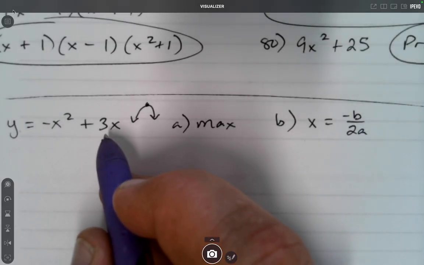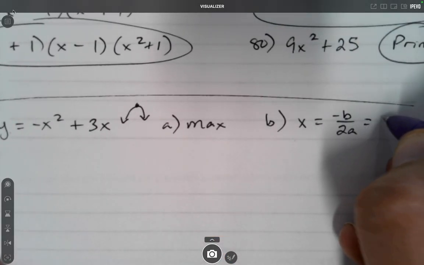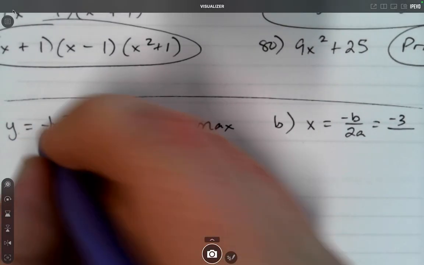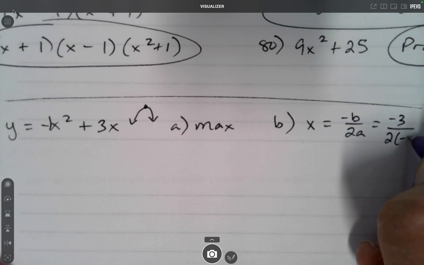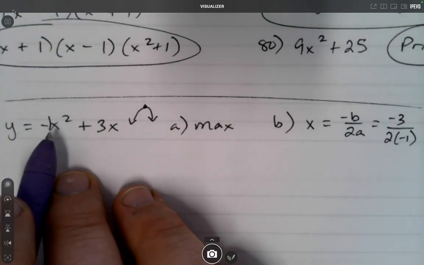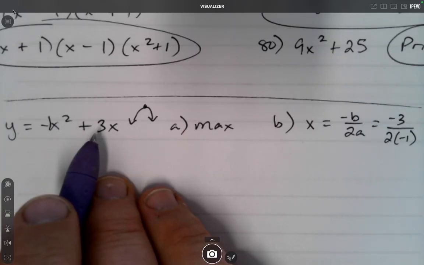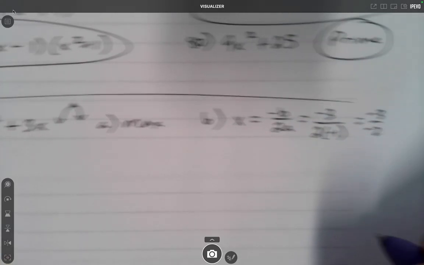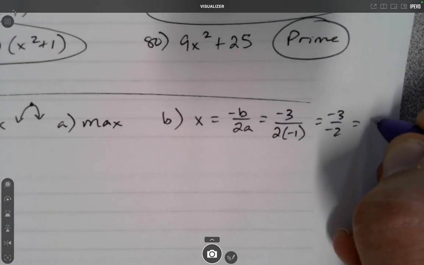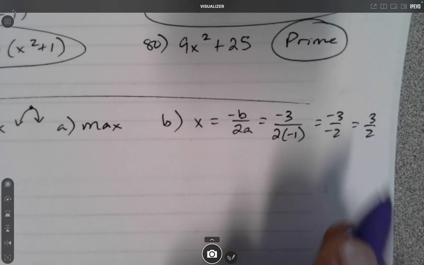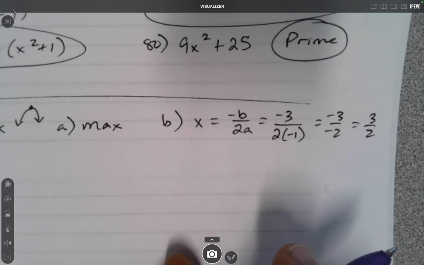B is the coefficient in front of x, so that's 3. A is the coefficient in front of x squared, which is negative 1, so we get 2 times negative 1. So again, A is the coefficient in front of x squared, B is the coefficient in front of x. So we get negative 3 over negative 2, which we can just change to 3 halves. So x equals 3 halves is where the maximum will occur.